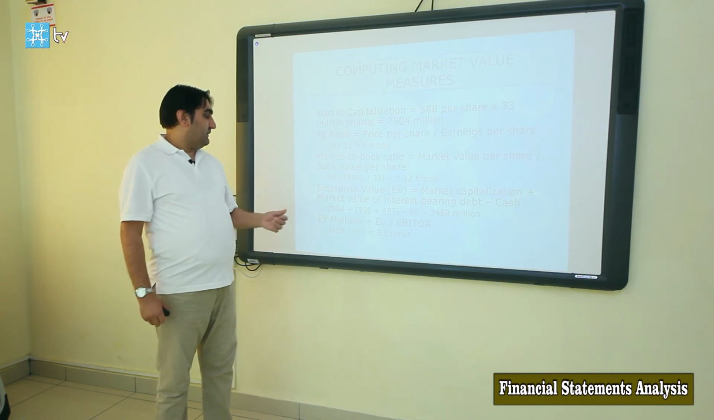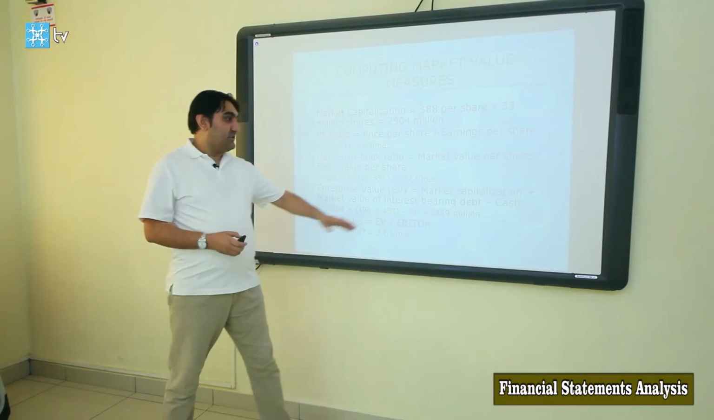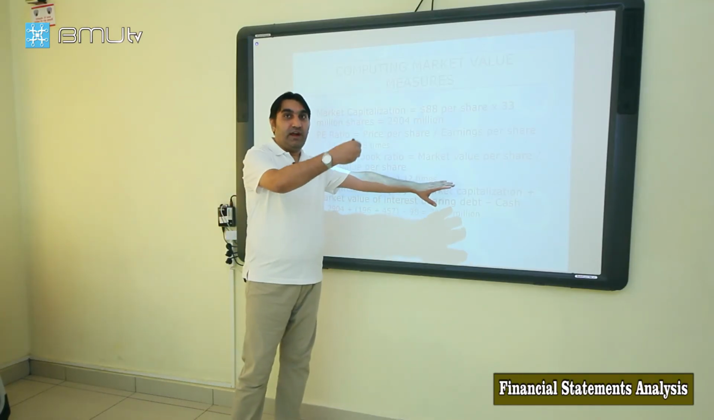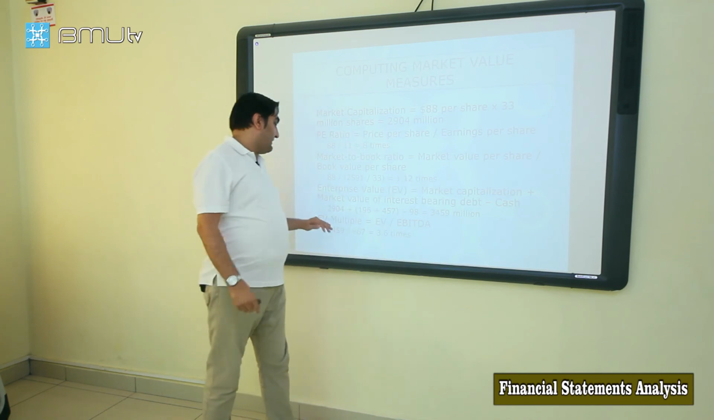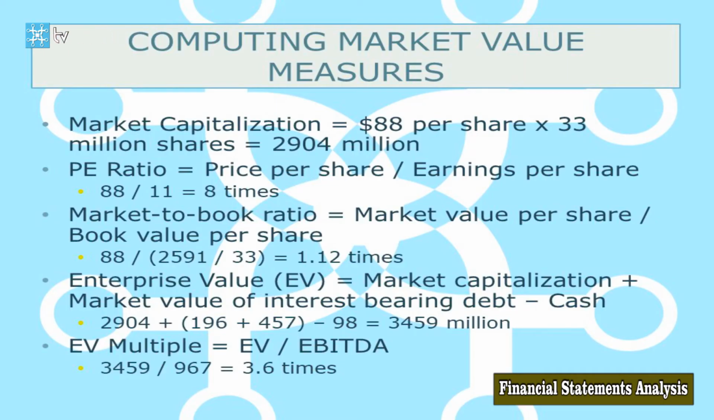Next indicator is enterprise value. Enterprise value is, as its name suggests, the company value. When you try to buy a company, that's market capitalization, the total value of equity, plus market value of interest-bearing debt, total value of liabilities, minus cash. So higher is better.